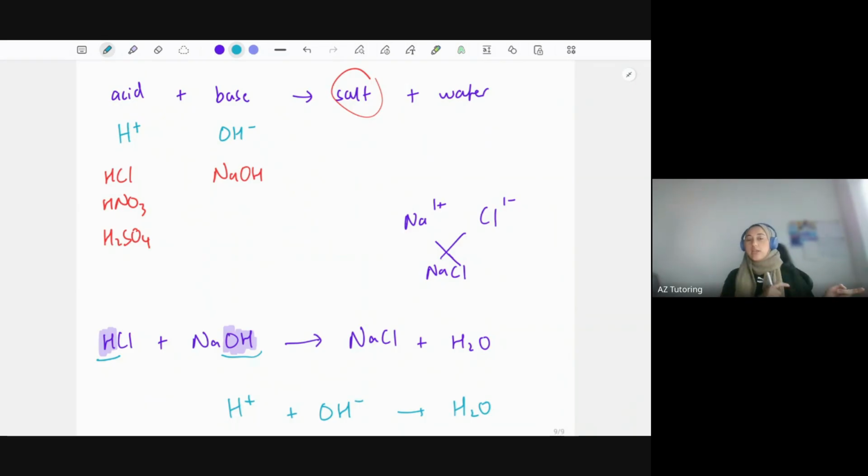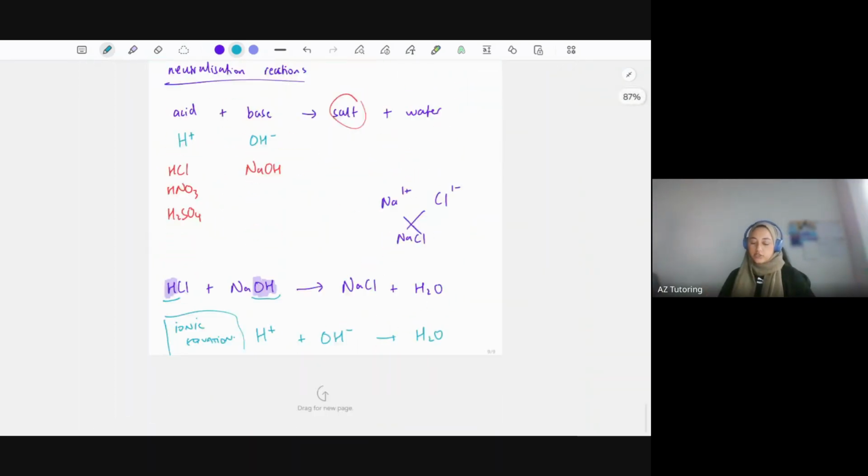We've got hydrogen, 2 on the left, 2 on the right. We've got oxygen, one on the left and one on the right, and the charges cancel. We've got a plus and a minus, which becomes 0, and we've got 0 on the right-hand side. So with ionic equations, you also have to balance the charges as well. So that's an ionic equation. Okay, so that's just in a nutshell neutralization reactions.